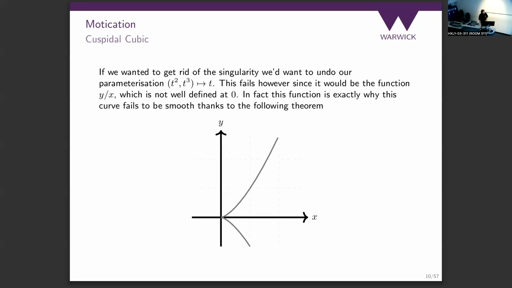And we can do that, right? So what we want to do is get rid of this point. We want to undo our parameterization up here, which would require computing y over x, right? Because t cubed over t just gives us back t. But that's not a well-defined function on this curve because it has a failure here. And in fact, this is the function that gives us the most trouble when it comes to this curve.